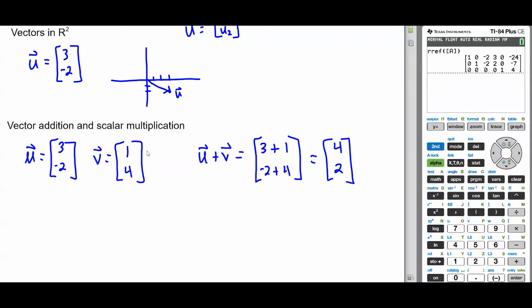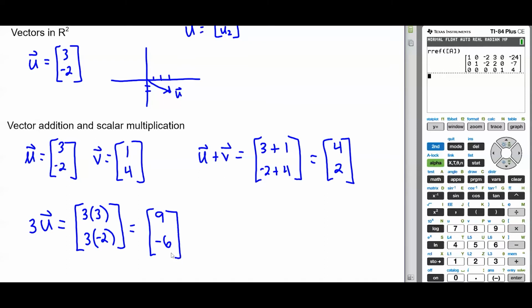In scalar multiplication, you're going to multiply a constant times a vector. So for example, what's 3 times u? Well, that just means you're going to multiply 3 times every component of the vector. So this is pretty easy to remember. You just multiply that scalar times each component of the vector, and you get a new vector.